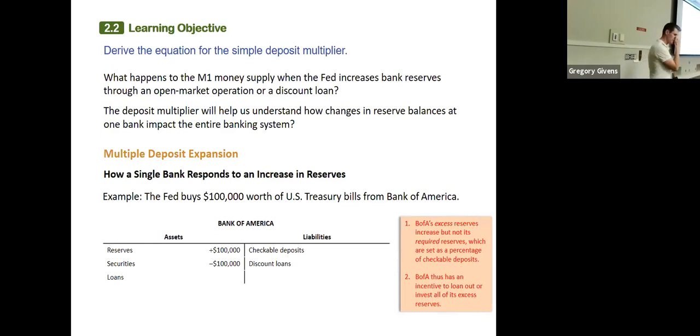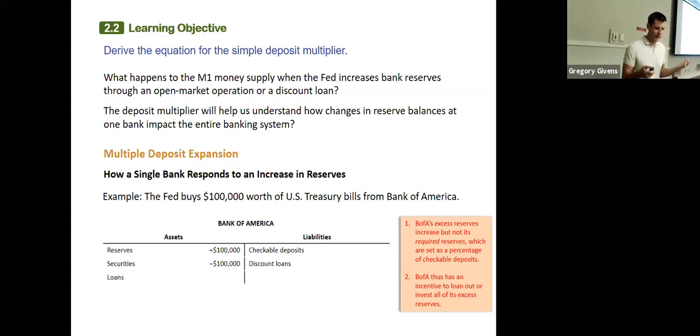Now, to think about how this action, this open market purchase of treasuries, is going to impact the larger money supply, what we want to think about is how it affects required versus excess reserves in the banking system, and then what incentive banks have after that to offload those excess reserves to other investors. All right, so I'm going to, again, make a bunch of assumptions here to try to make the math as simple and straightforward as possible.